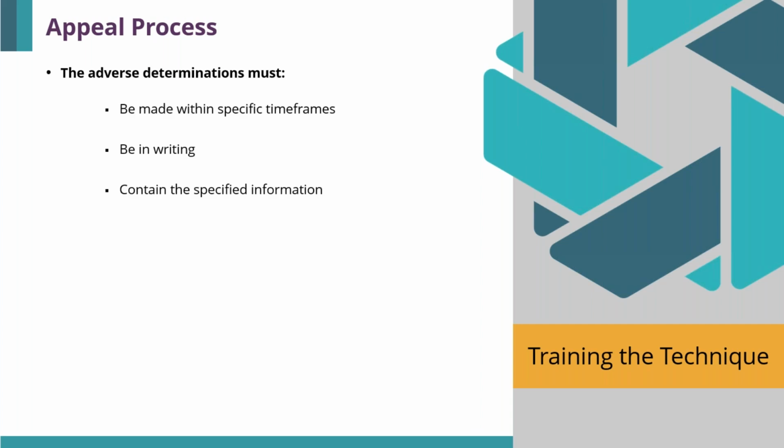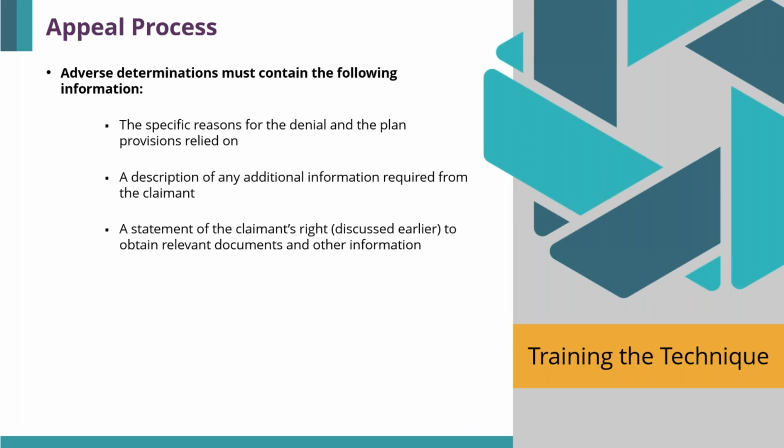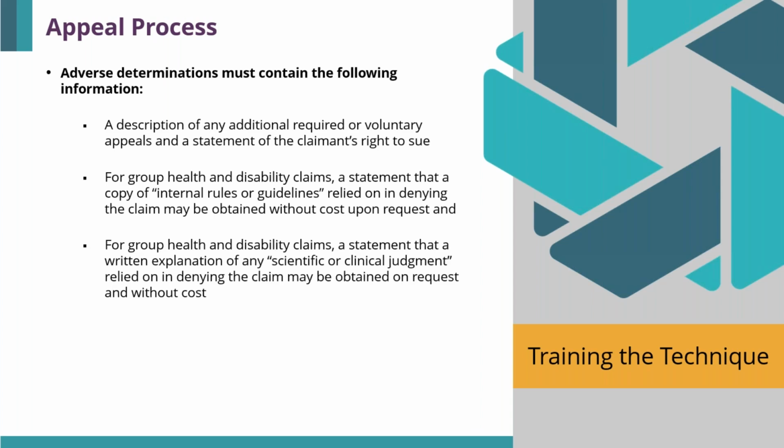It must be in writing, contain certain information, and the adverse determinations must provide the reasons for denial, a description of any additional information, and a statement of the claimant's rights to obtain relevant documents and other information. A description of any additional required or voluntary appeals. And many plans do have more than one appeal. But again, under ERISA, one appeal is all that's required.